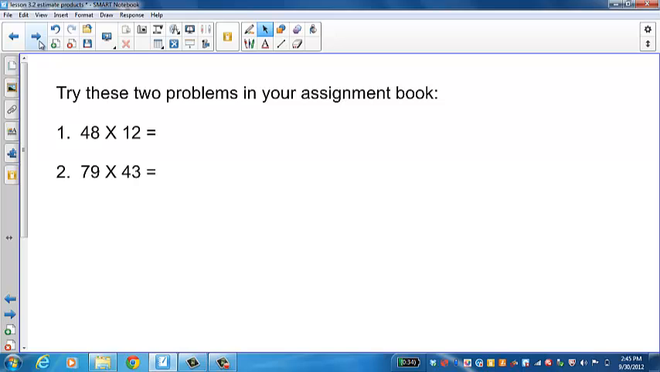Now, what I would like for you to do is estimate these two problems in your assignment book. You may use any one of the methods that we've talked about. You can round 48 and 12 and use mental math, or you can look for compatible numbers.